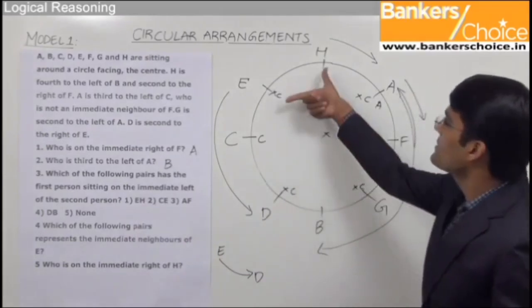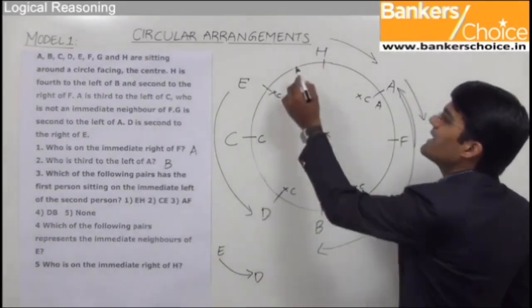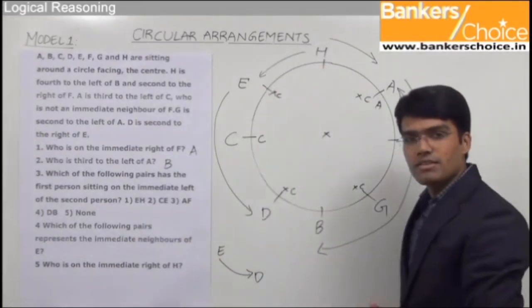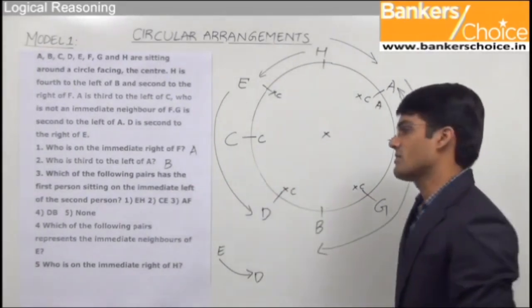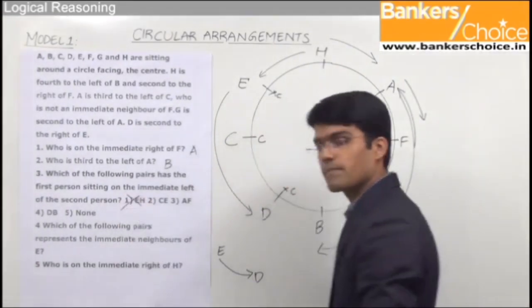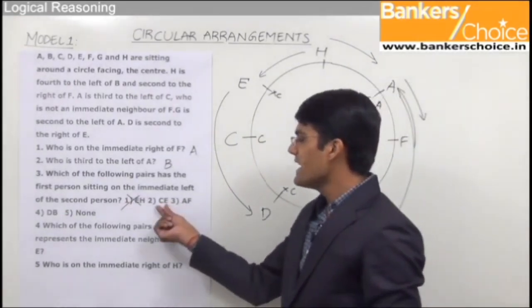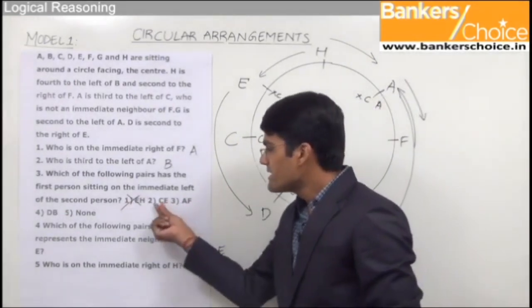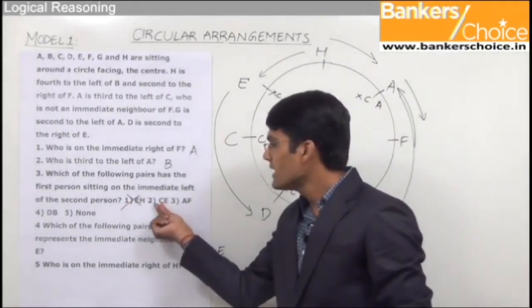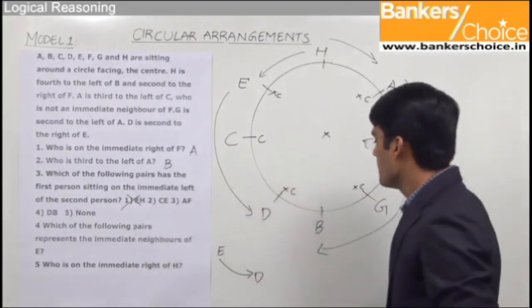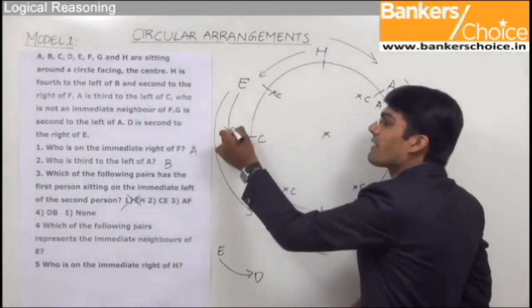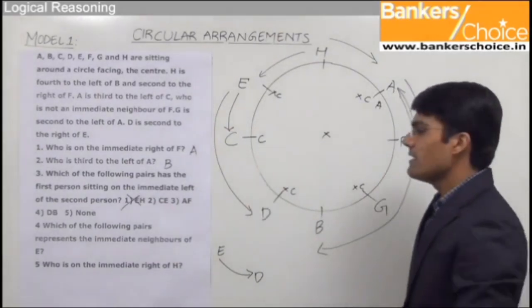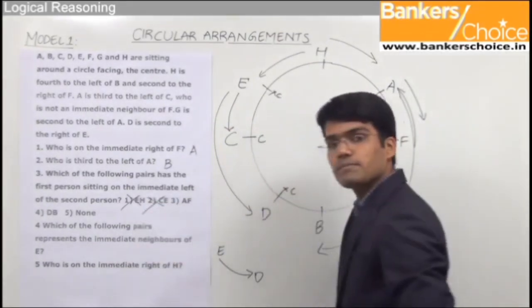Now by looking at the positions of E and H, we know that E is on the right of H, whereas the statement says E is on the left of H. So this is the wrong answer. The second option is C and E. So again, C, that is the first person, is on the immediate left of E. If you look at the positions of C and E, C is on the right of E. So again, even option 2 gets cancelled.